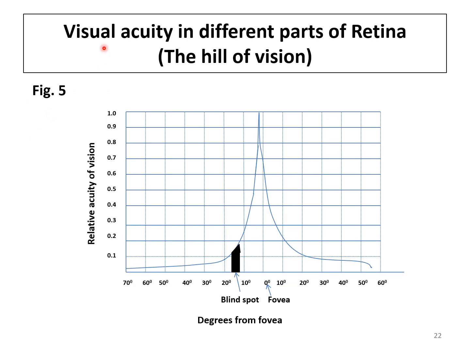This figure shows the visual acuity in different parts of the retina, or the hill of vision. Here we see that the tip of the hill corresponds to the fovea. Here the vision is the finest and it gradually declines as we move towards the periphery, and this is represented by this hill of vision. And here, if you see, there is a sudden decline. This corresponds to the optic nerve head, and this is called the blind spot.